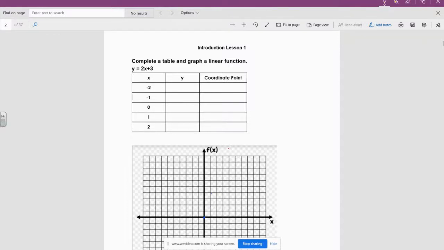In EE8, we're going to do a quick lesson on completing a table from an equation and then graphing it. So I'm going to do the first problem, and then I'll pause for you to do the second problem, and then I'll do the third problem, and then you'll finally do the fourth problem. So we're going to start here with this equation, y equals 2x plus 3.